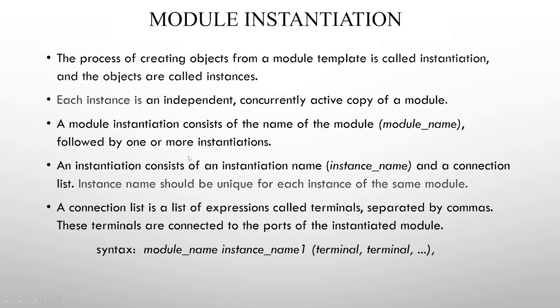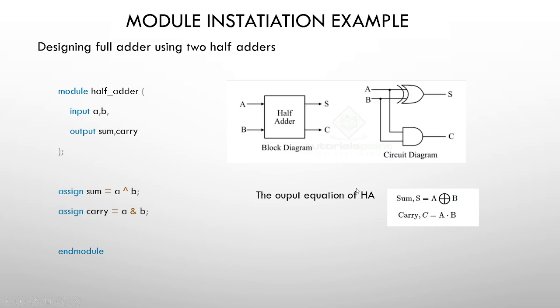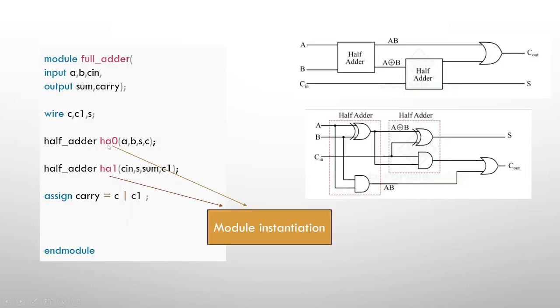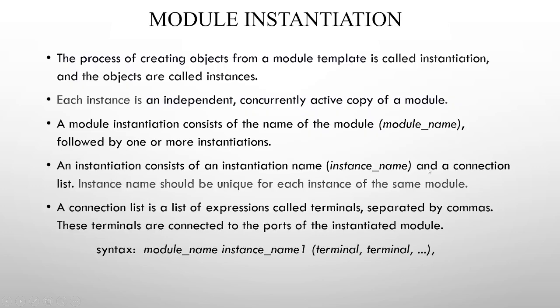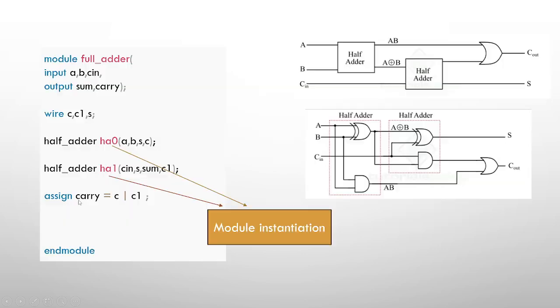Now again, what does the instantiation consist of? Instantiation consists of the instantiation name. It can be any individual name. So this instantiation name is HA0. In this way, two instantiations with two different names, HA0, HA1. Next, the instantiation name and connection list. What is the connection list? Connection list is nothing but ports. So what is the connection list here? Since it is two half adders, a half adder basically consists of two inputs and two outputs, is it or not? So A, B are the inputs and S and C are the outputs.